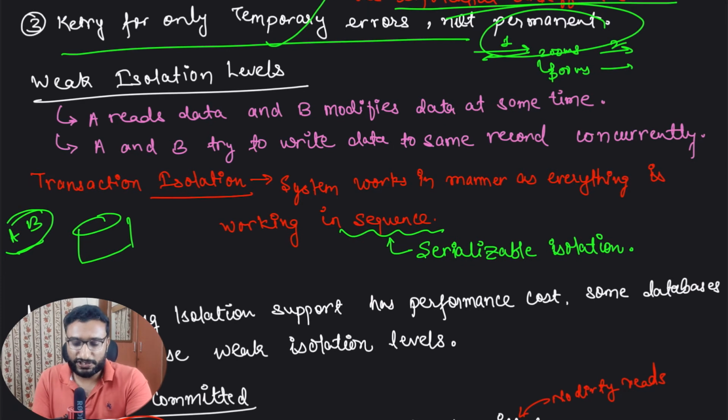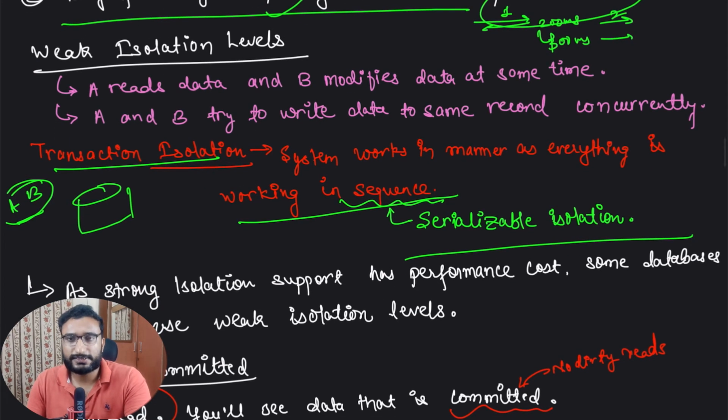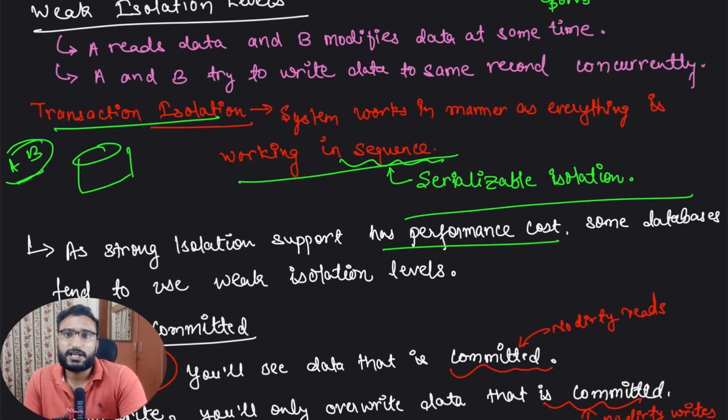So when we say transaction isolation, the system works in a manner as if everything is working in sequence. This we already discussed, right? And this is called serializable isolation. We will discuss this part at the end of this chapter. Strong isolation support has a performance cost. When we say strong isolation, it can have some performance cost.